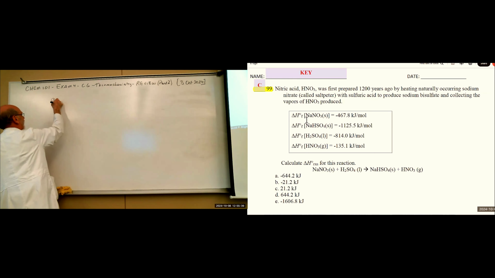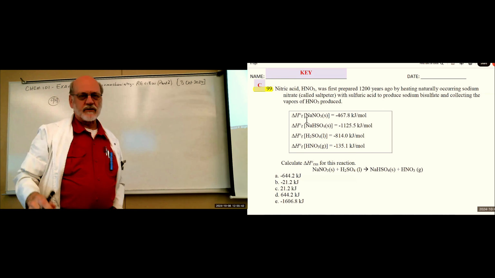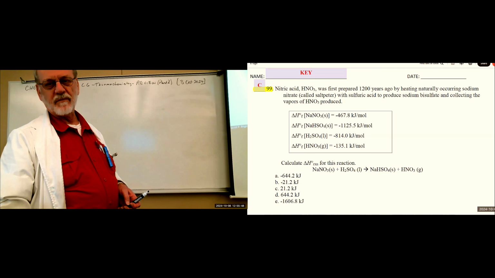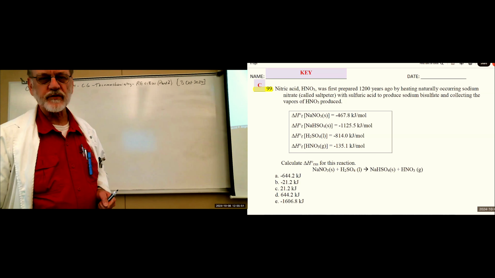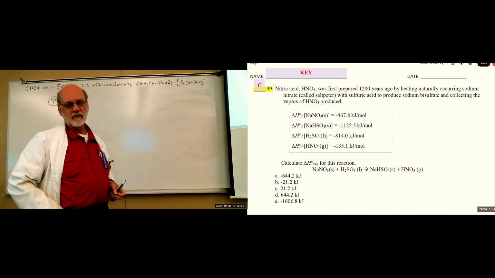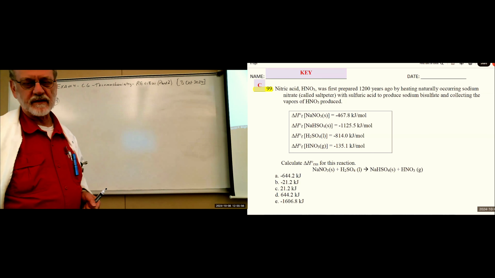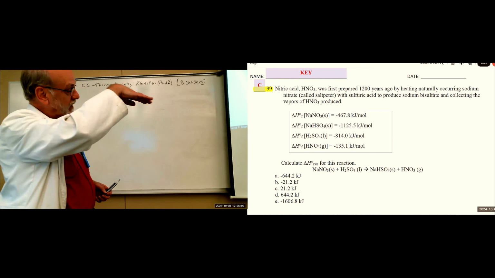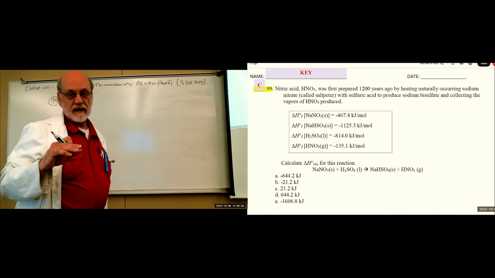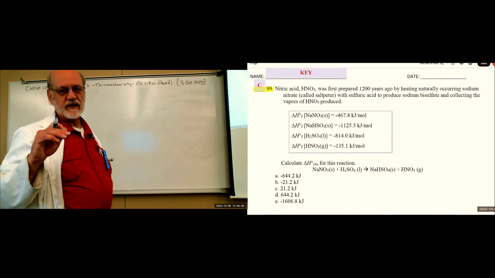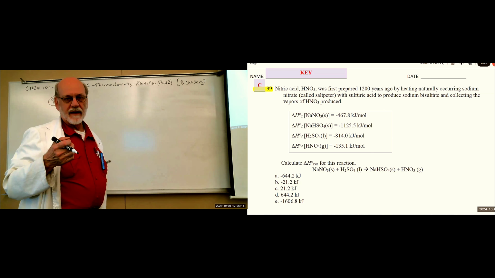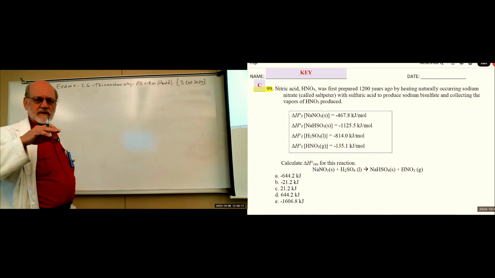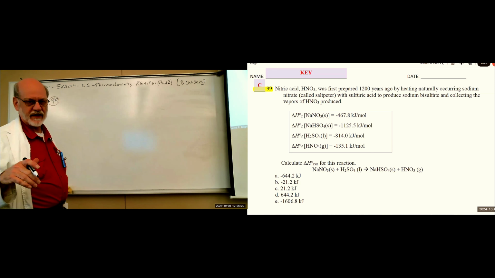99. All right, nitric acid, HNO3, was first prepared 1,200 years ago by heating naturally occurring sodium nitrate, called saltpeter, with sulfuric acid to produce sodium bisulfate and collecting the vapors of HNO3. And the equation's down there below. So calculate the delta H of this reaction. Okay, this one's really easy, actually. You just need to know the equation that governs the production of nitric acid.